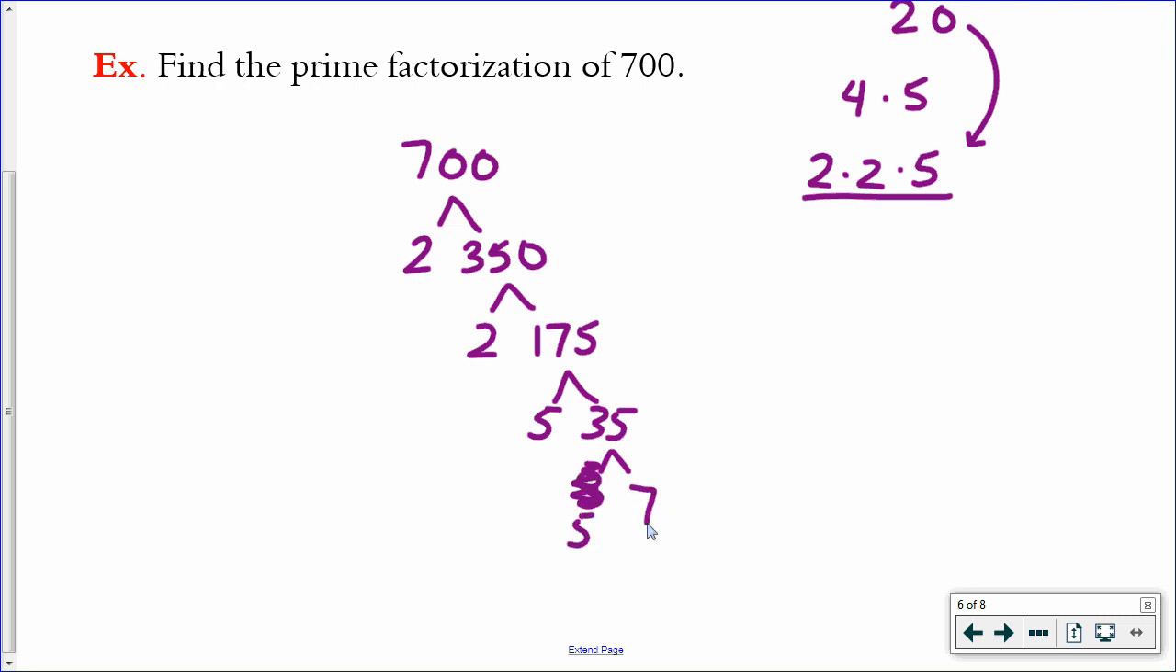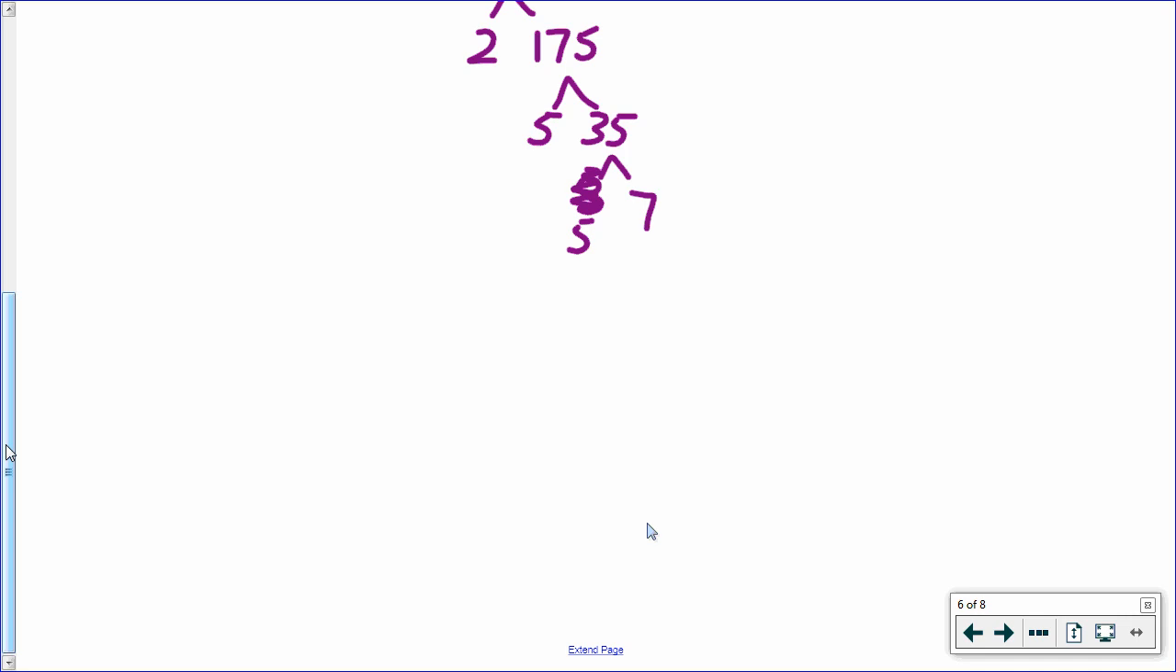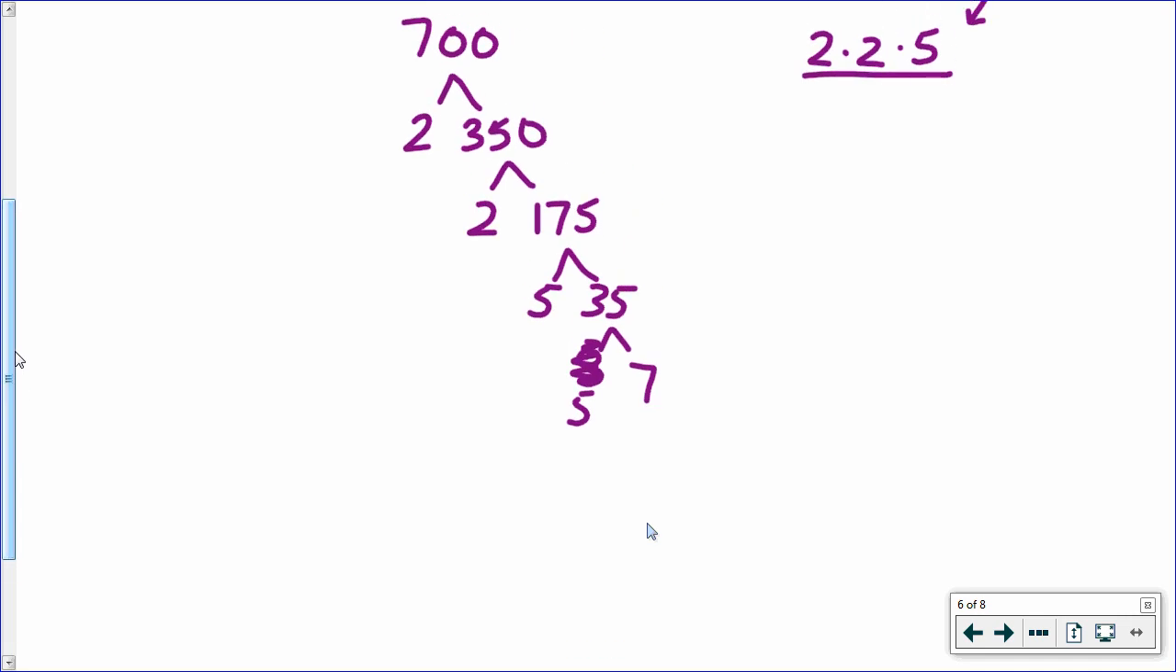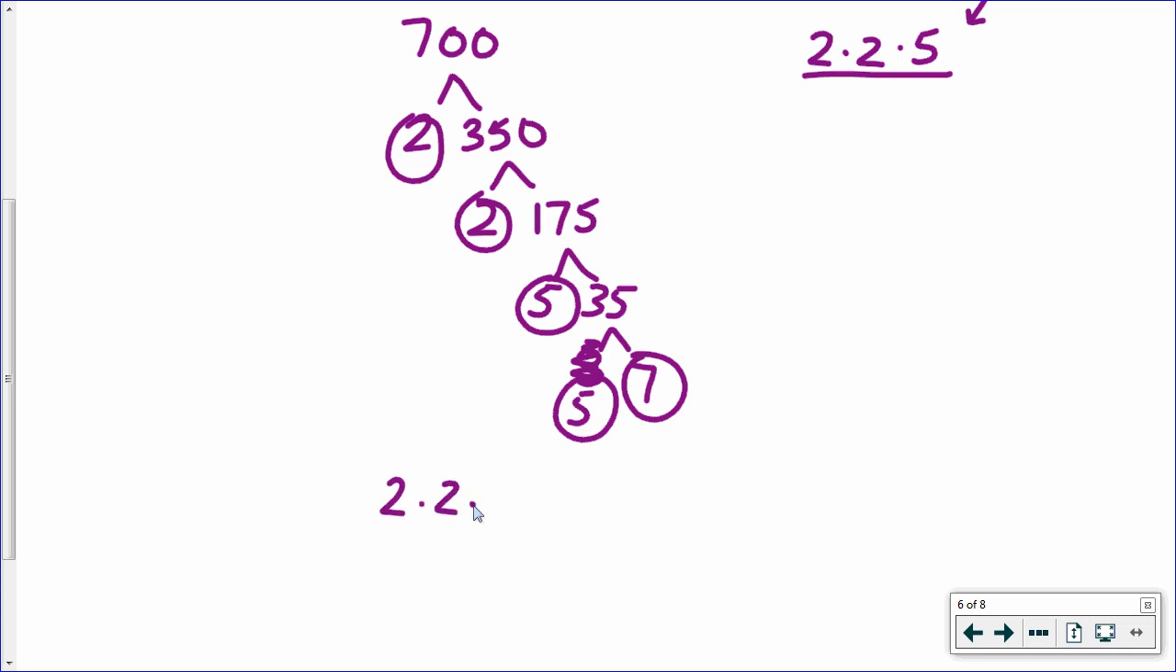And now I've got to the end of every branch ending at a prime number. I can't break any of the ends of these branches down any further because they're all prime at the end. So I'm going to circle the numbers that are prime so you can see the ends of the branches that I'm talking about here. So this is a prime 2, this is a prime 2, this is a prime 5, a prime 5, and a prime 7. There's no way to break any of those down any further other than times 1. So once you figured out all your primes at the ends of these branches, the prime factorization is going to be 2 times 2 times 5 times 5 times 7.